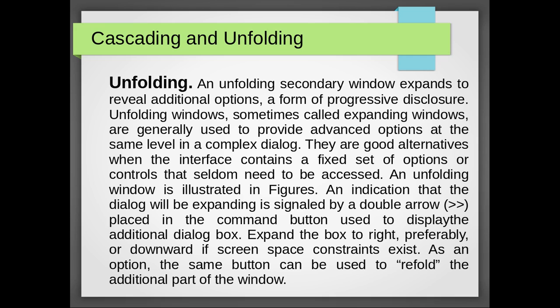Unfolding. An unfolding secondary window expands to reveal additional options, a form of progressive disclosure. Unfolding windows, sometimes called expanding windows, are generally used to provide advanced options at the same level in a complex dialog. They are good alternatives when the interface contains a fixed set of options or controls that seldom need to be accessed. An unfolding window is illustrated in the figures. An indication that the dialog will be expanding is signaled by a double arrow placed in the command button used to display the additional dialog box. Expand the box to the right, preferably, or downward if screen space constraints exist. As an option, the same button can be used to refold the additional part of the window.